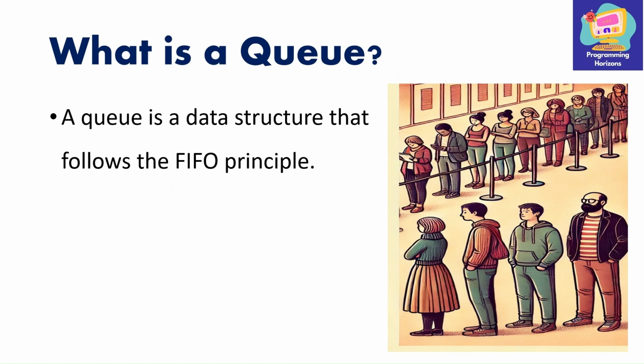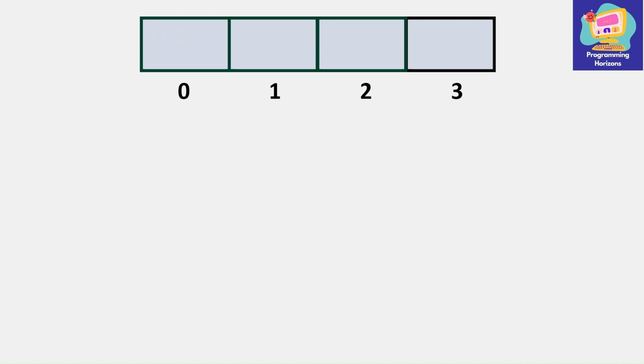A queue is a linear data structure that follows the first in first out principle. Think of it like a line at a ticket counter where the person who comes first gets served first. Now in our program, we are going to implement a queue using an array. So let's suppose that the array that we see here will behave like a queue.